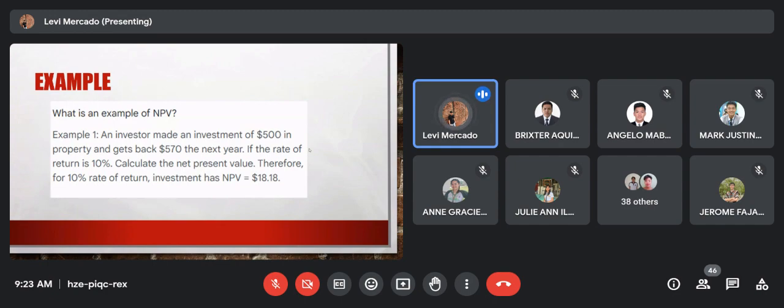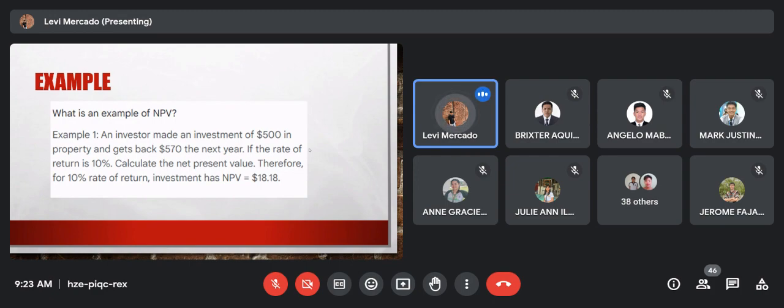Example of net present value. So an investor made an investment of $500 in property and gets back 570 the next year. If the rate of return is 10%, calculate the net present value. Therefore, for a 10% rate of return, i-define natin yung net present value: difference between present value of cash inflow minus cash outflow over a period of time. Ang cash inflow natin is yung 570. Outflow, which is invest natin, is 500. So we will get $70.